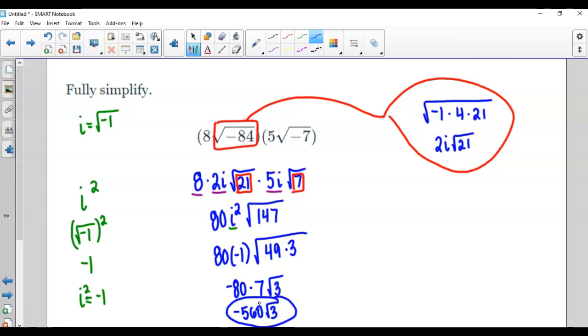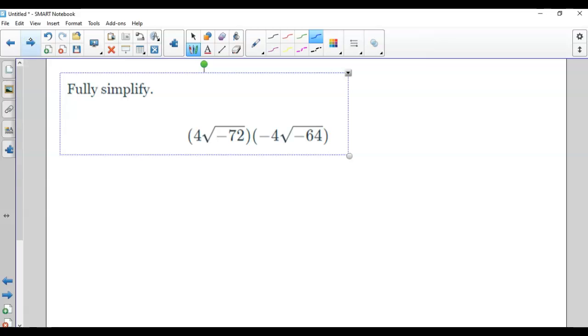Let's try one more of these. I think these are more difficult than the adding and subtracting. So here we've got another problem, and I've got the square root of -72. The square root of -72 will break down, and I could break it down into 36 times 2, so I would have -1 times 36 times 2. And so the square root of -1 is i, the square root of 36 is 6, and then the 2 right here would stay under the square root.